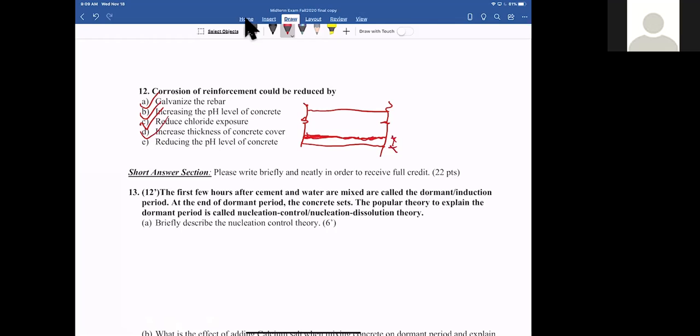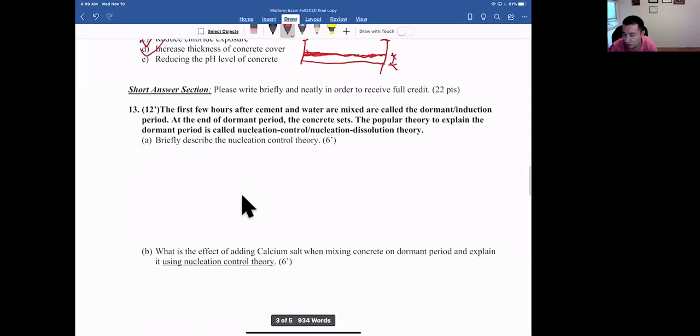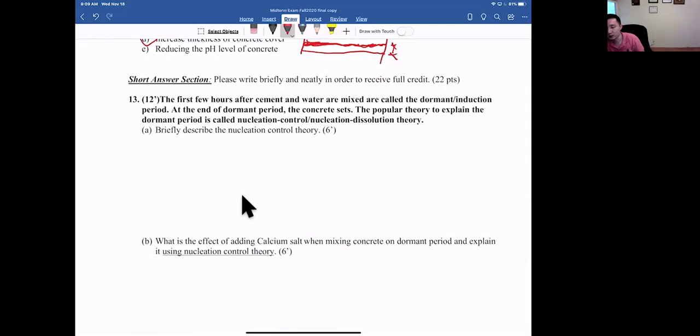The next question. The first few hours after cement and water mix are called the dormant period or induction period. At the end of the dormant period, the concrete will set. You mentioned that the series that explains the dormant period is called nucleation control or nucleation dissolution series. So what is the nucleation control series? We talked about that a couple of times during class.